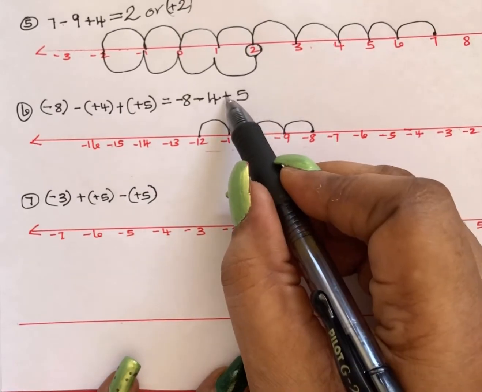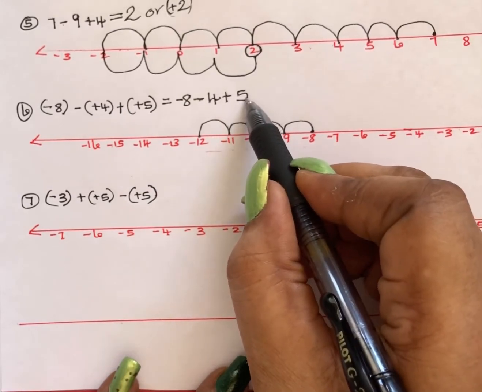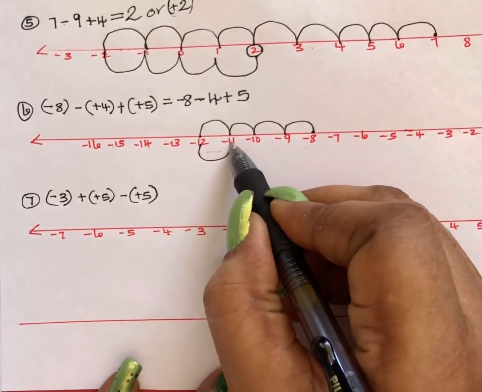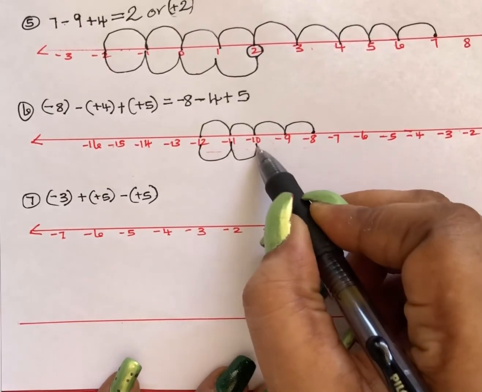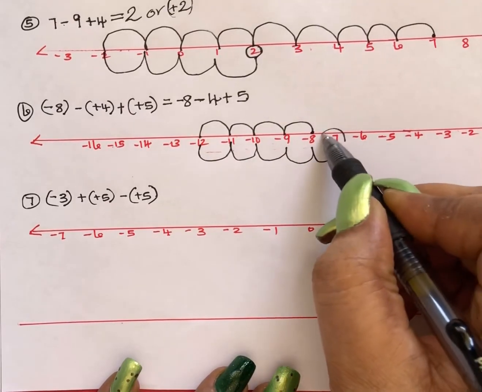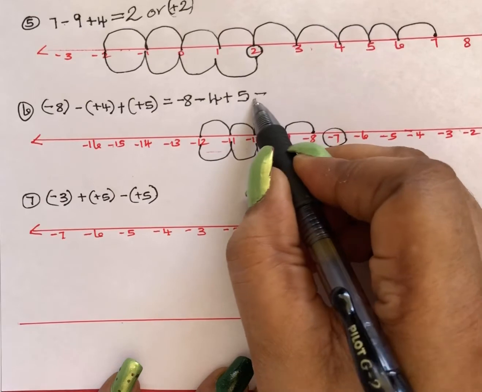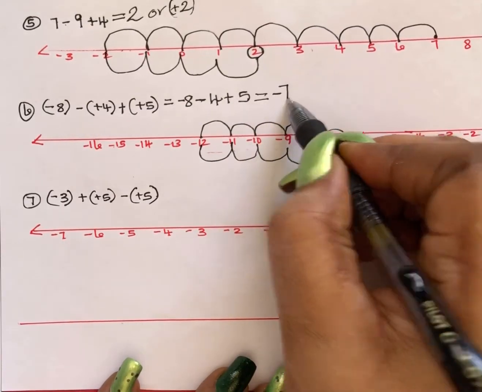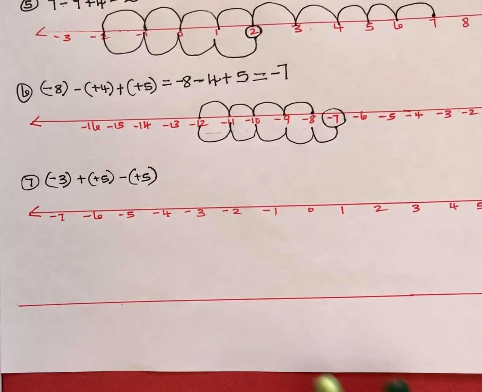Finally, they want me to add 5. So I go where I just stopped and I add 5. 1, 2, 3, 4, 5. So my answer will say negative 7.